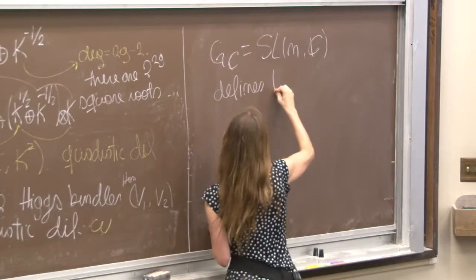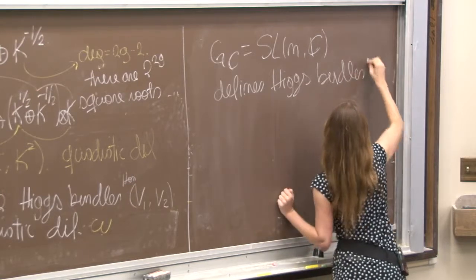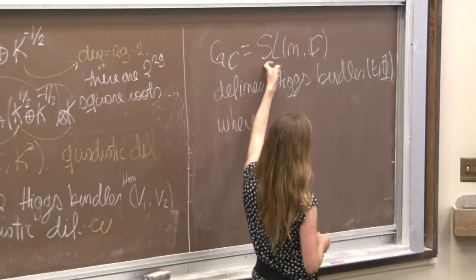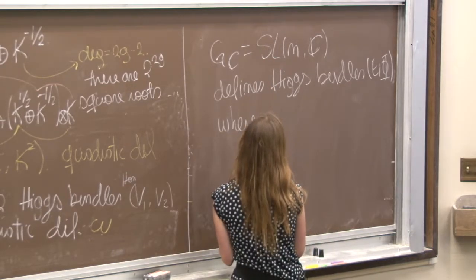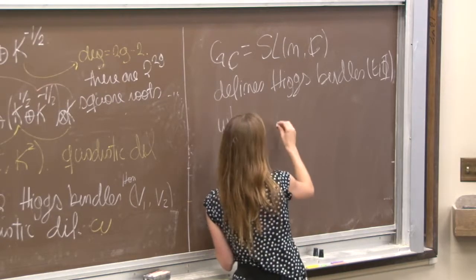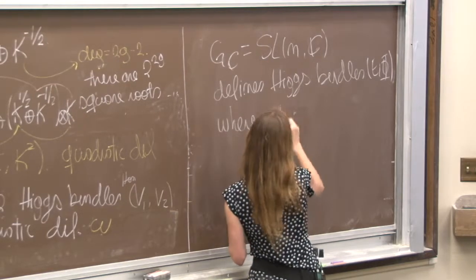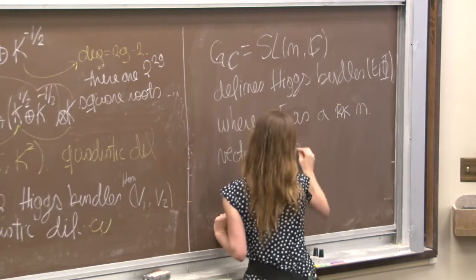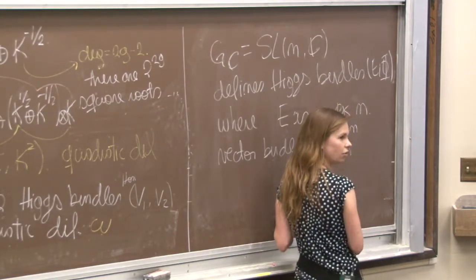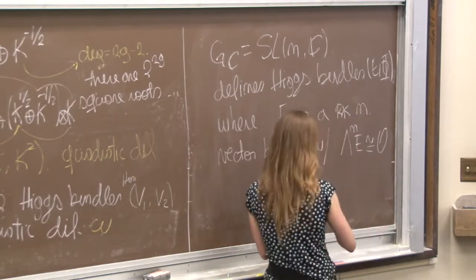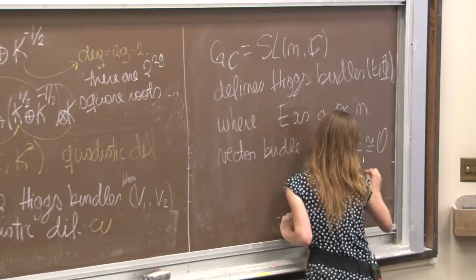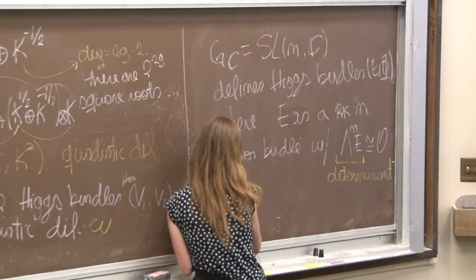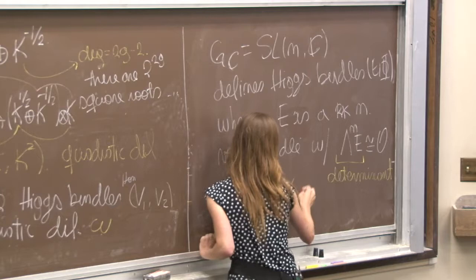It defines Higgs bundles (E, phi), where now the fact that SL_n(C) has traceless and trivial determinant, or that the Lie algebra is traceless, is going to give us the following. E is a rank n vector bundle with the top exterior power, so the determinant of the bundle, being trivial. This is what we call the top exterior power, what we call the determinant. And that's where the determinant being 1 appears. And the trace of the Higgs field is equal to 0.